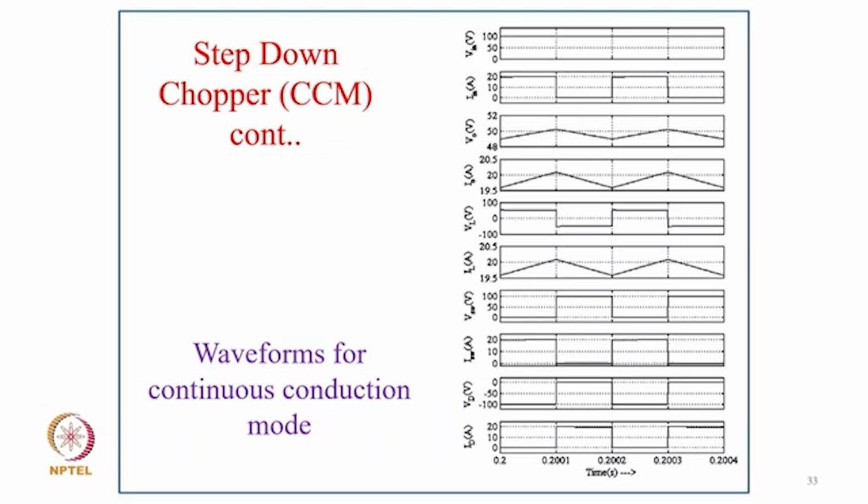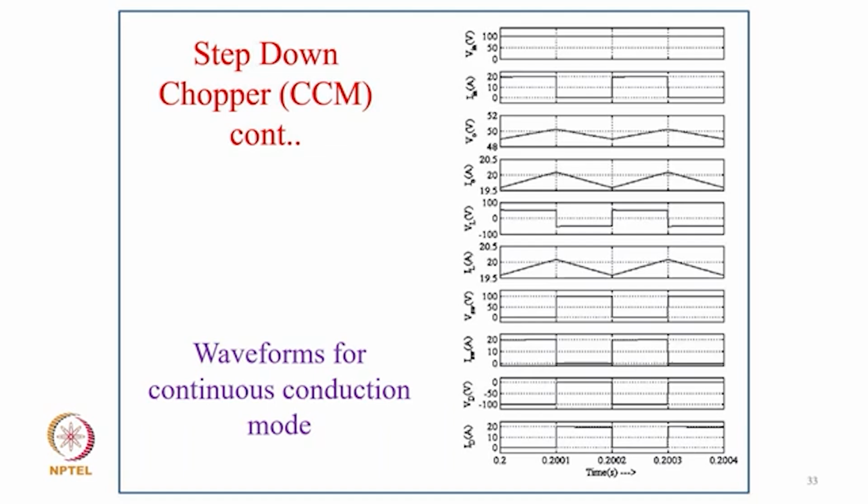Now you can see how the waveforms look in the continuous conduction mode of this step down chopper. You have the input voltage, then the input current, which also becomes discontinuous because when the switch is off, you are not drawing any current from the source. The output voltage has a small ripple across the load, and the output current is almost continuous with a small ripple because of the inductive filter, which may be part of the load. Then the inductor voltage flips from positive to negative, and the inductor current is typically the load current, so it remains almost continuous with very little ripple.